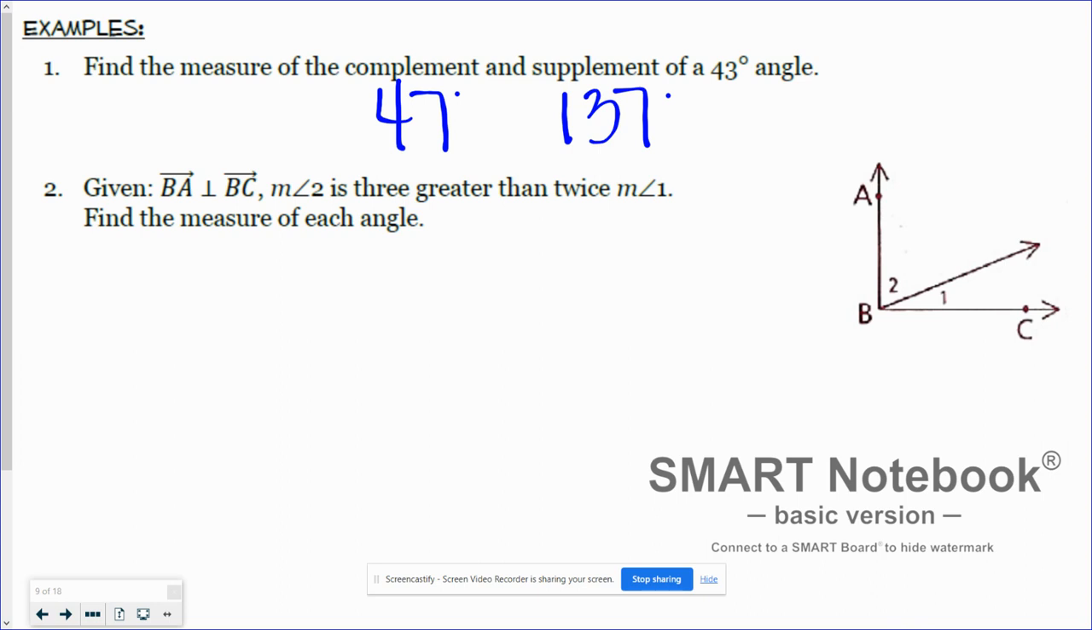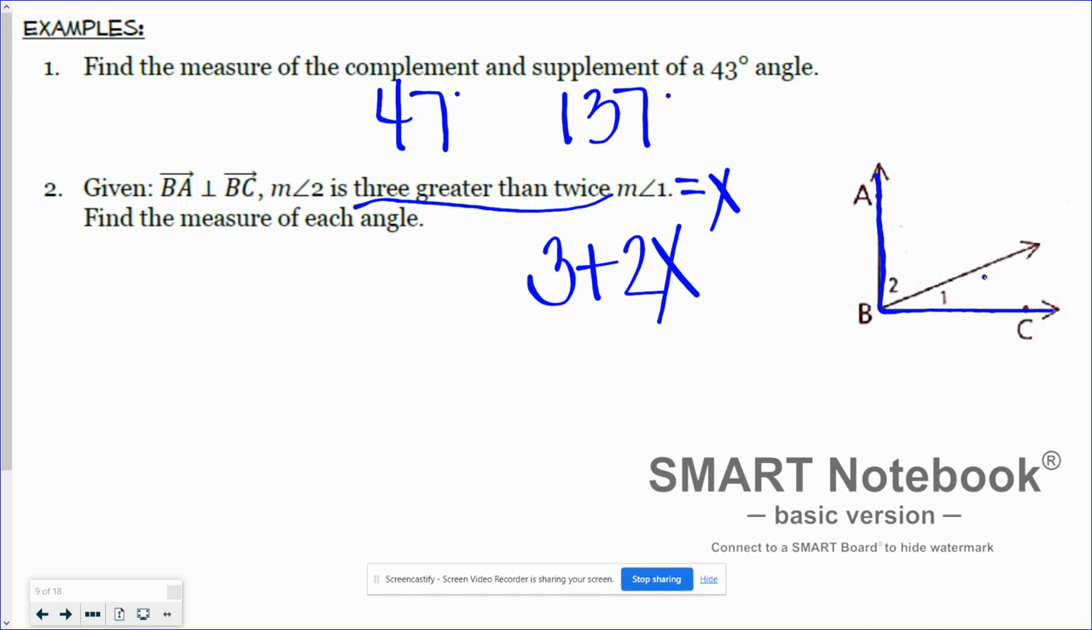So let's say you're given that ray BA is perpendicular to ray BC. What that means is that angle ABC is a right angle, so it's 90 degrees. Now they tell us that the measure of angle 2 is 3 greater than twice the measure of angle 1. So let's say that the measure of angle 1 is x. 3 greater than twice would be 3 plus 2x. So we're saying the measure of angle 1 is x. We're saying the measure of angle 2 is 3 plus 2x. And we're saying that the measure of angle ABC is 90 degrees.